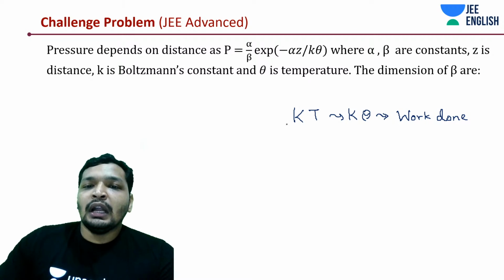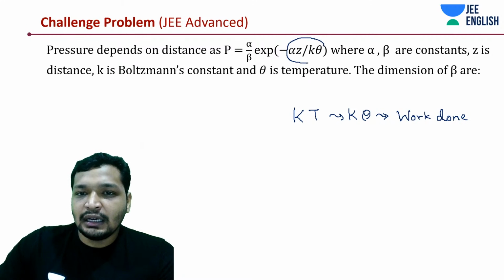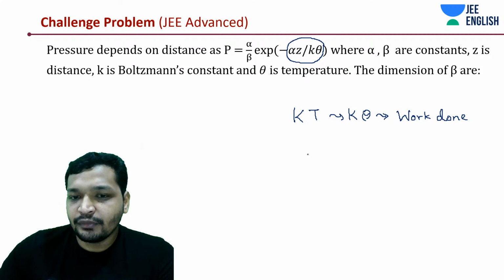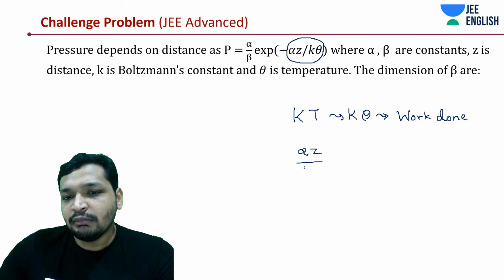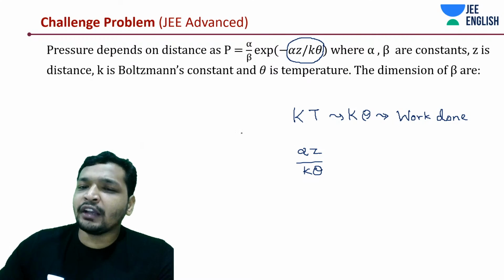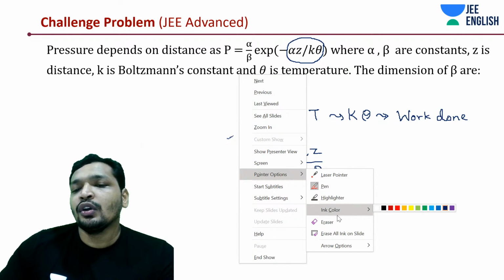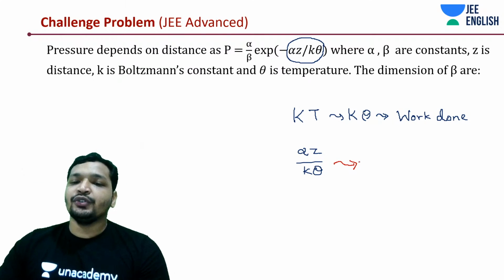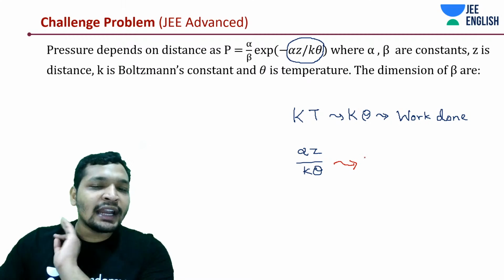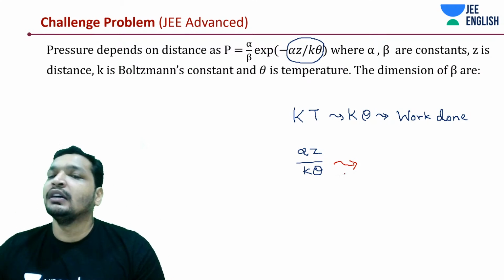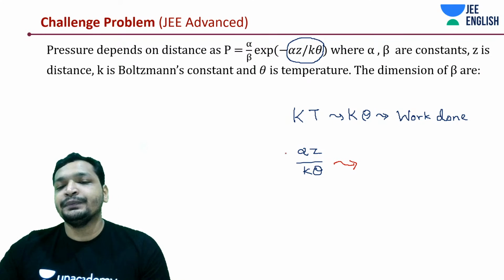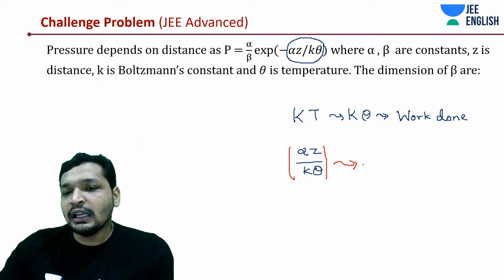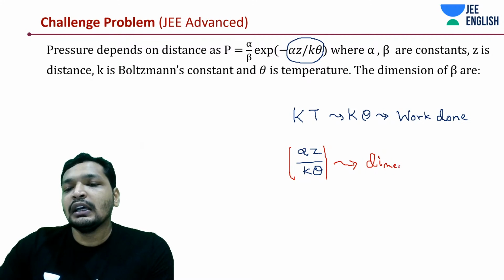Now analyze this thing inside the exponential, and this should be dimensionless. αz by kθ. Don't think that every constant is dimensionless. Constants are not dimensionless. If you have done the units and dimensions chapter, that will become clear to you. And constants have infinite significant figures. Understand that point. α into z divided by kθ. What does that tell you? This is dimensionless.